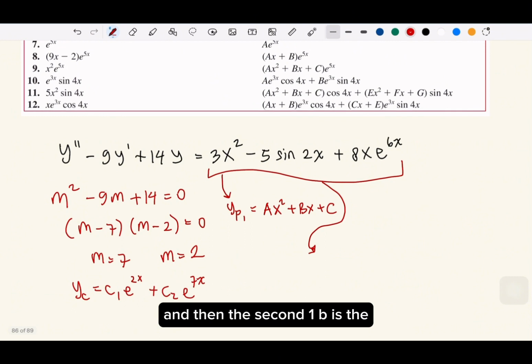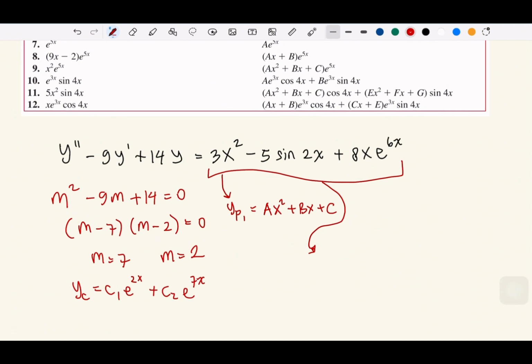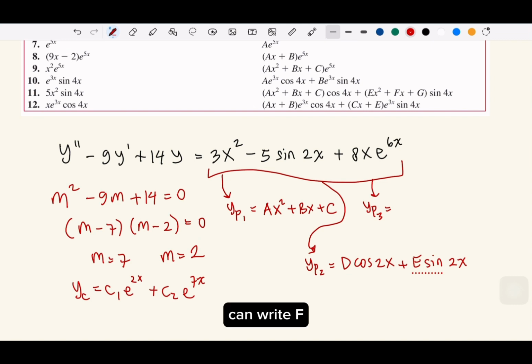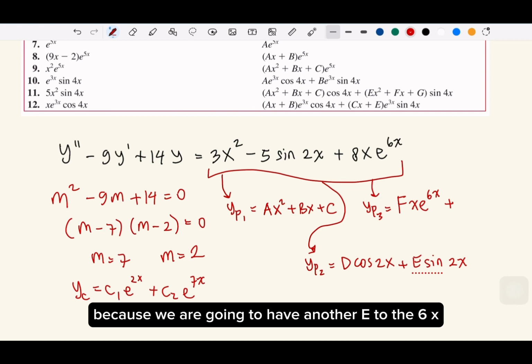And then the second yp is for the sine 2x, so we can write d cosine 2x plus e sine 2x. And then the third one, you can write f x e to the 6x plus, because we are going to have another e to the 6x.